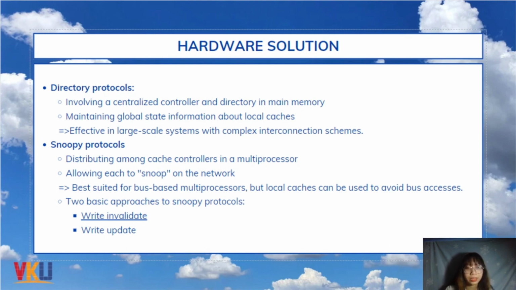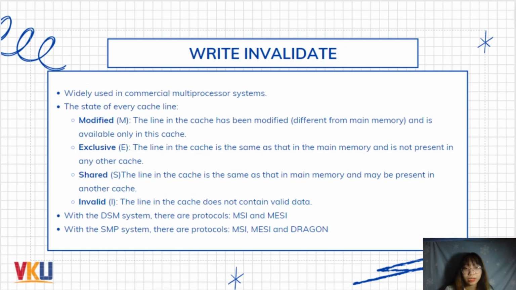About invalidate, this approach is widely used in commercial multiprocessor systems, marking the state of every cache line as modified M, exclusive E, shared S, or invalid I. With the DSM system, there are the protocols MSI and MESI, but with the SMP system, we use MSI, MESI, and Dragon.